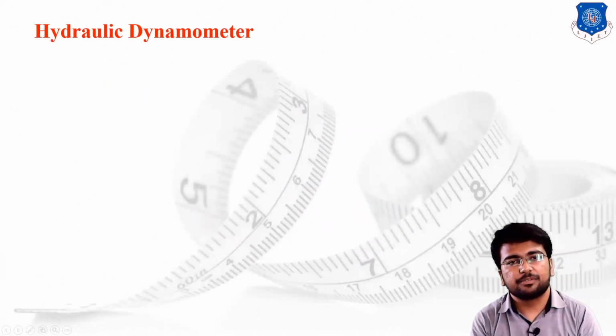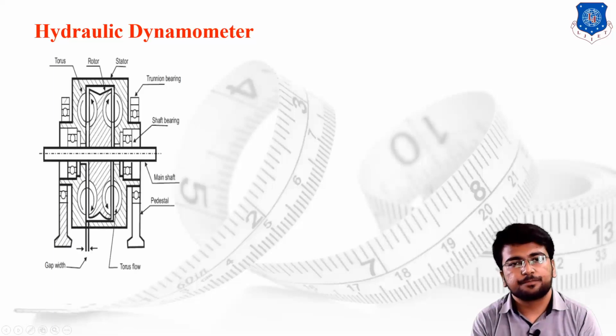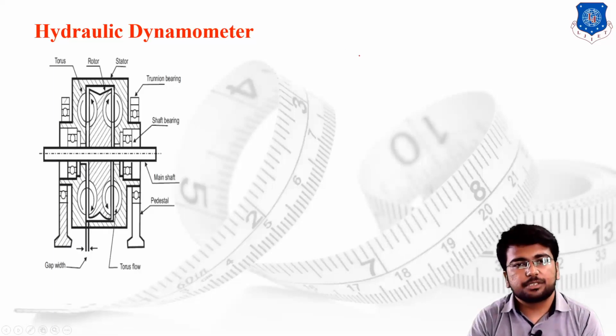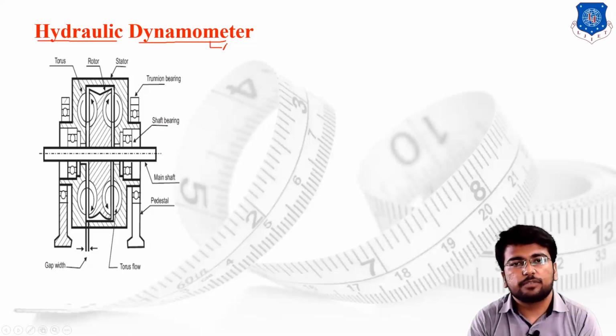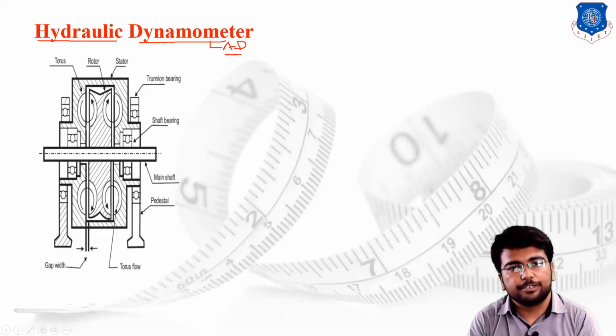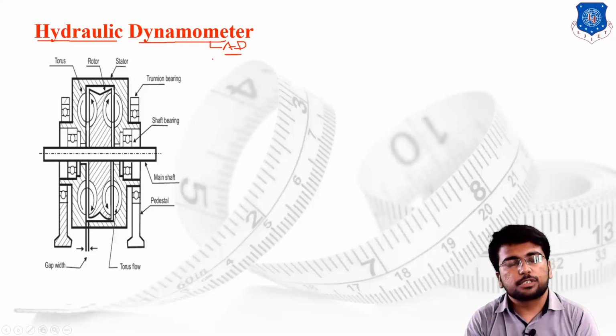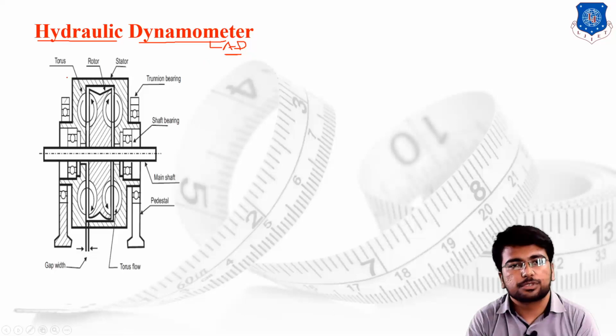Then the next one is the hydraulic dynamometer. As the name suggests, the hydraulic dynamometer is directly concerned with the hydraulic system. This is also a case of the absorption type dynamometer. So here again we try to reduce the speed of the shaft, and once we achieve our goal, the shaft speed will be 0, and whatever resistance has been generated, we simply calculate the resistance and the force.